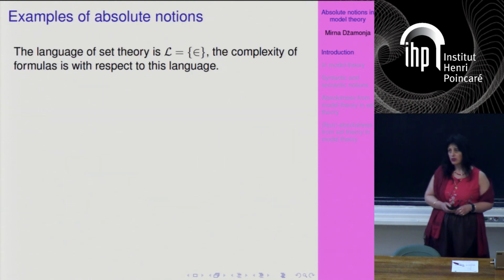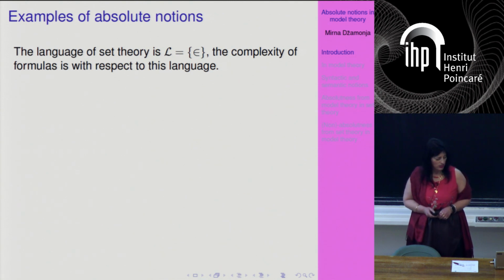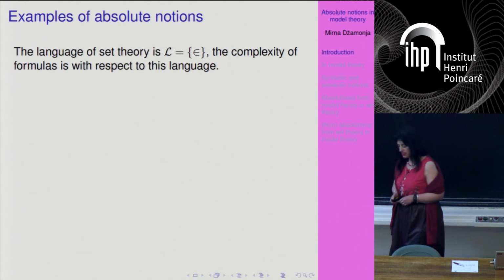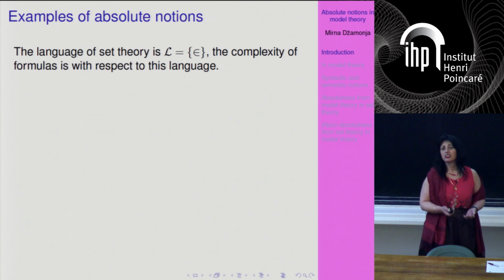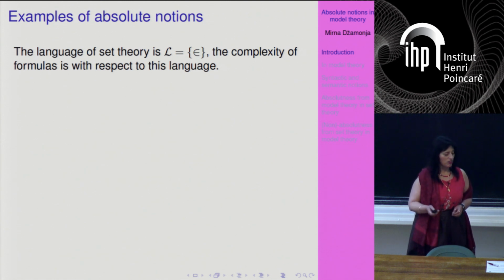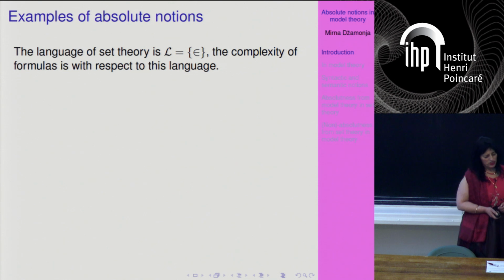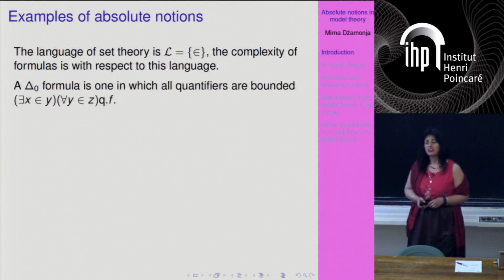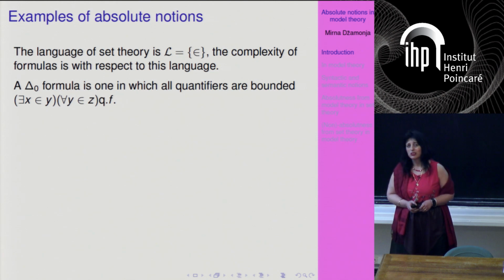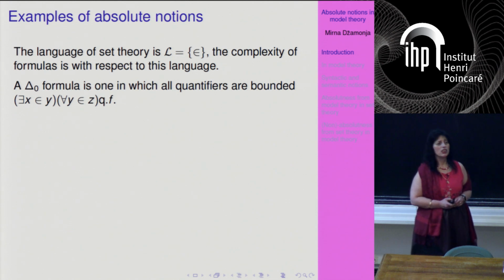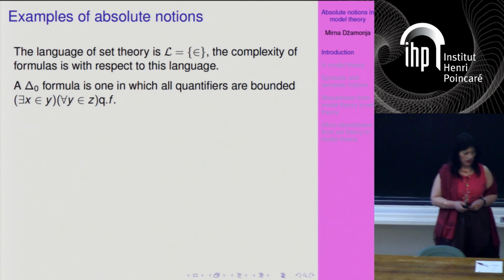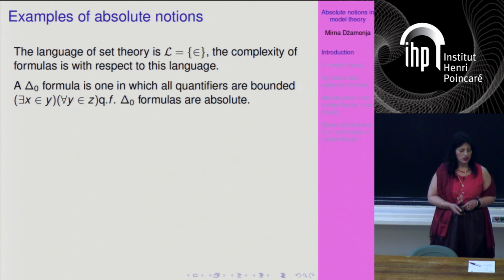So, examples of absolute notions. Well, to tell you the examples, I should first say in which context I'm working. I'm working in the context of the language of set theory for the moment, which is just a very simple language, just has one binary relation for the membership. And we will be talking about formulas that can be written in this language. So a delta zero formula is a formula which is almost quantifier free, in the sense that all the quantifiers that appear in this formula are bounded by a set. And such formulas are absolute.